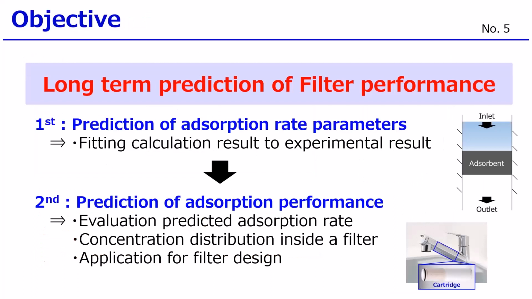Next, I'll talk about the objective of this study. Our final purpose is long-term prediction of filter performance. To predict the filter performance, first, we try the prediction of adsorption rate parameters by CFD. And we perform the iterative concentration field calculation until the calculation result fits the experimental result. From this fitting result, we obtain the new adsorption rate parameters.